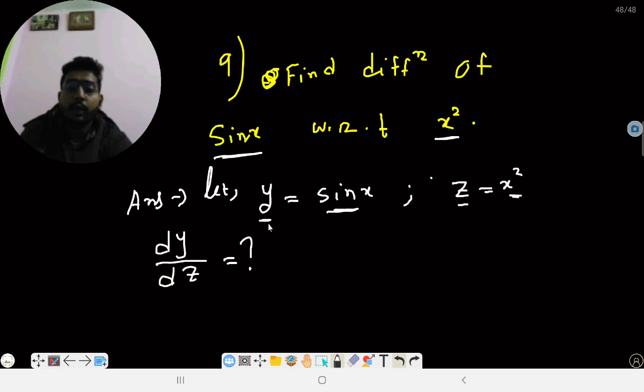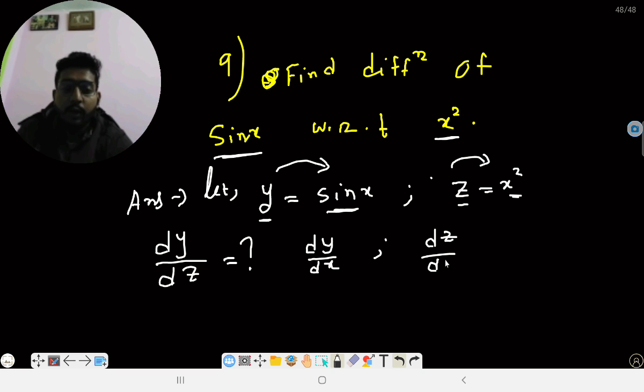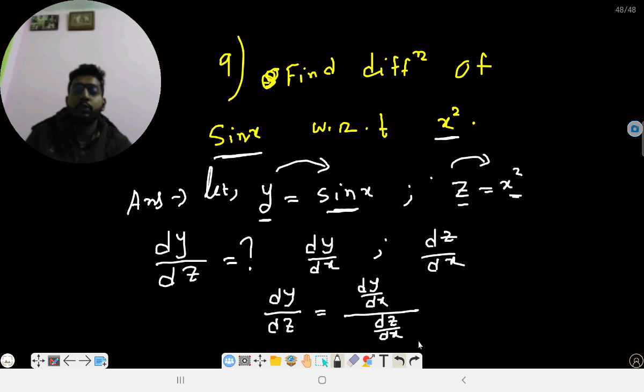Same logic. y is in terms of x, and z is also in terms of x. So we have to first find dy/dx, then we need to find dz/dx. This is the sketch. Next step we have to find dy/dz, that will be dy/dx divided by dz/dx. So same as the previous one.